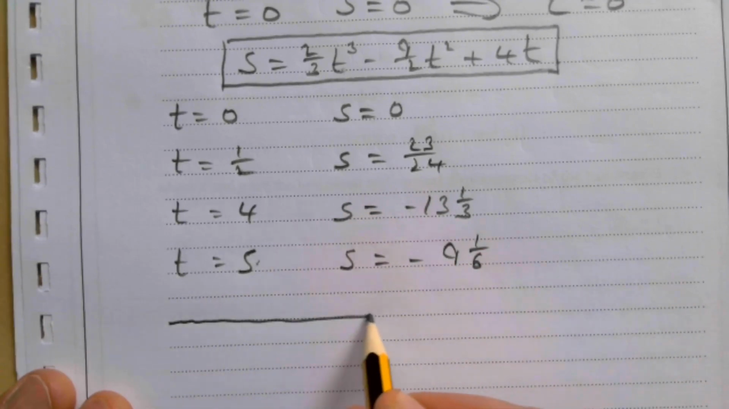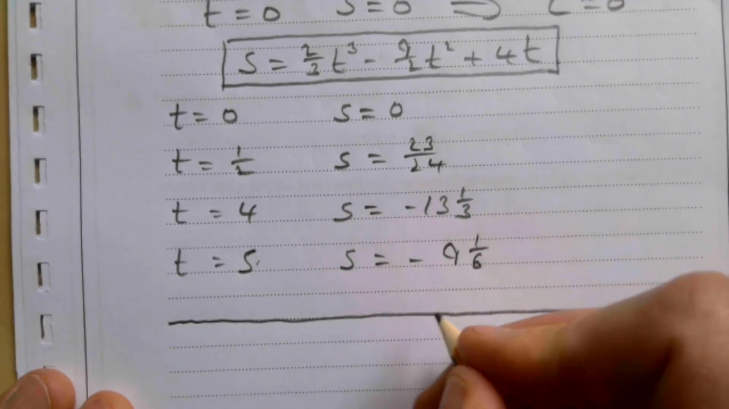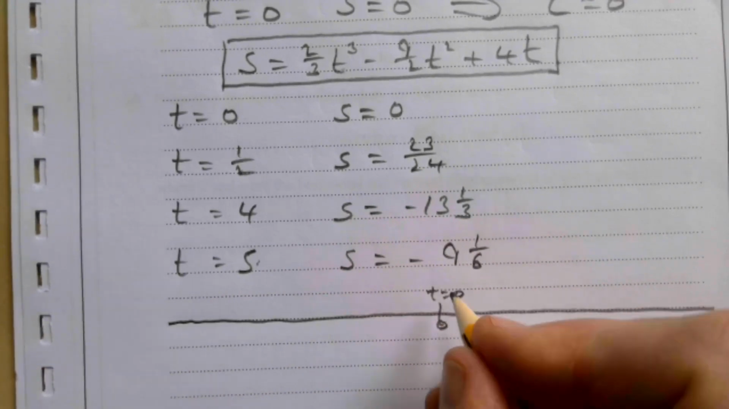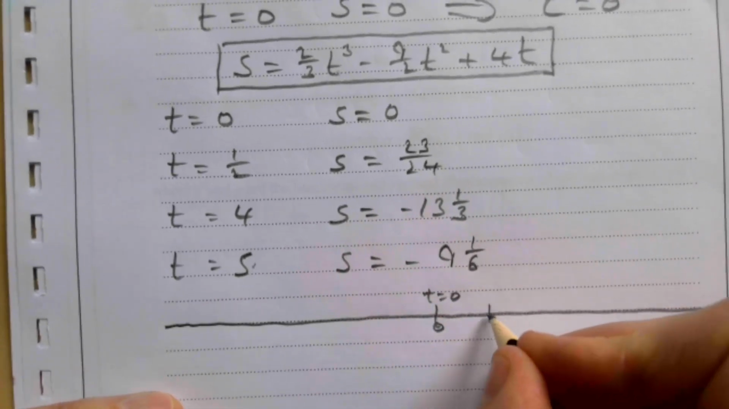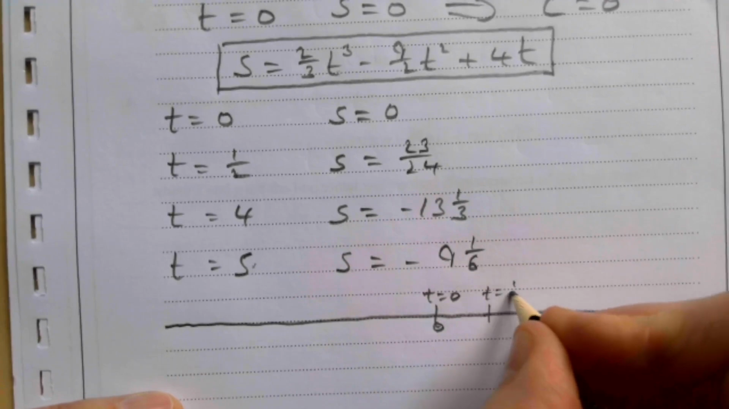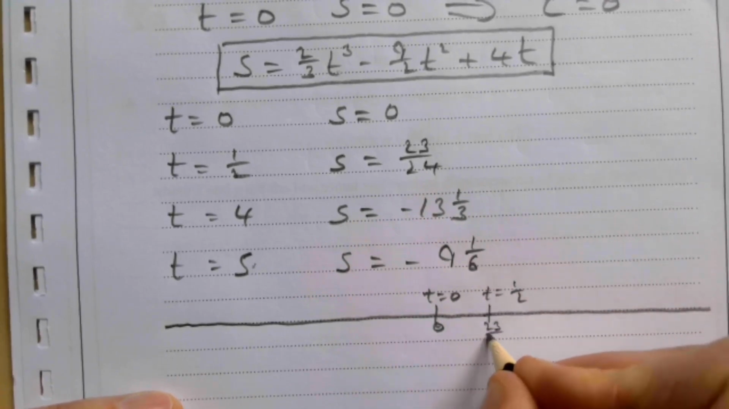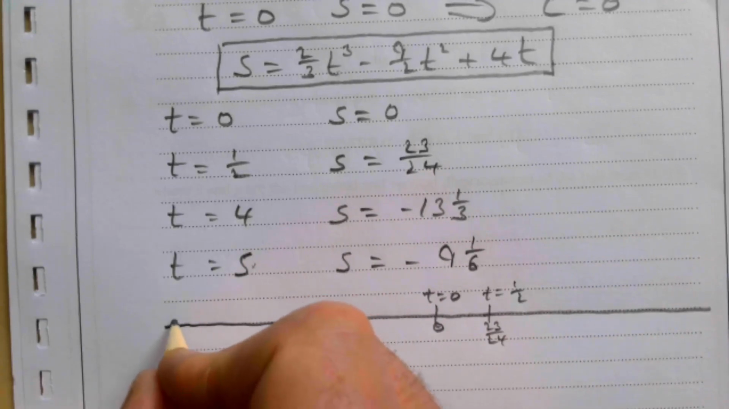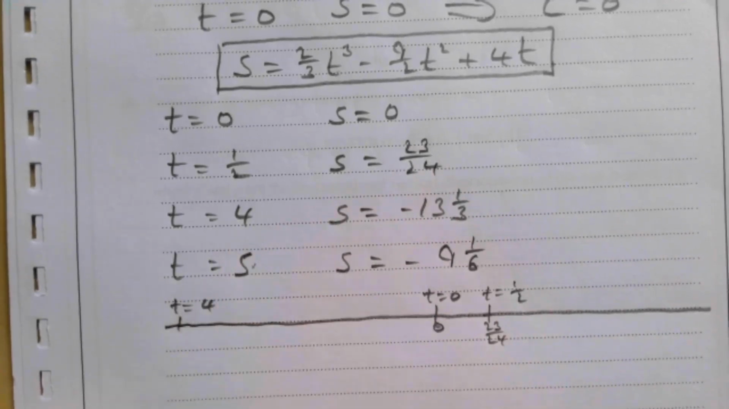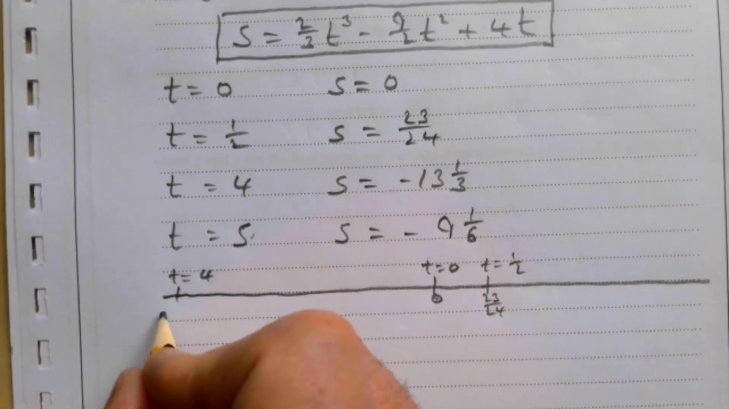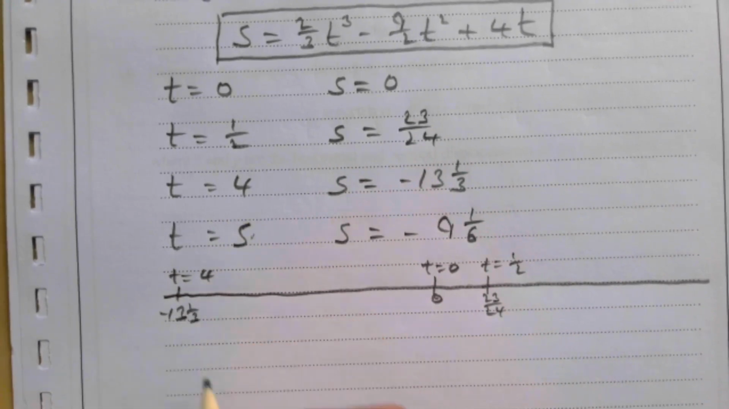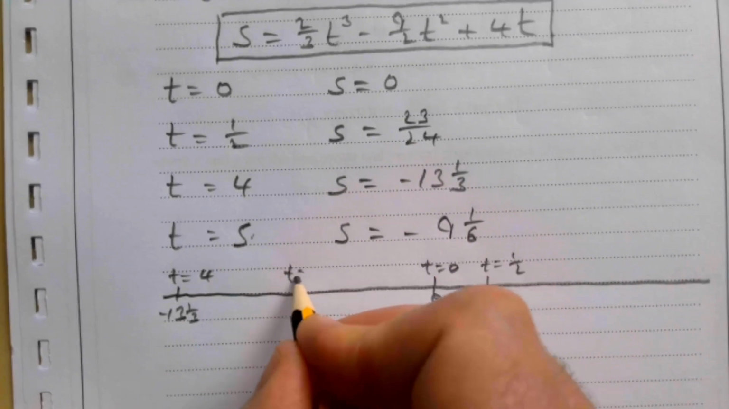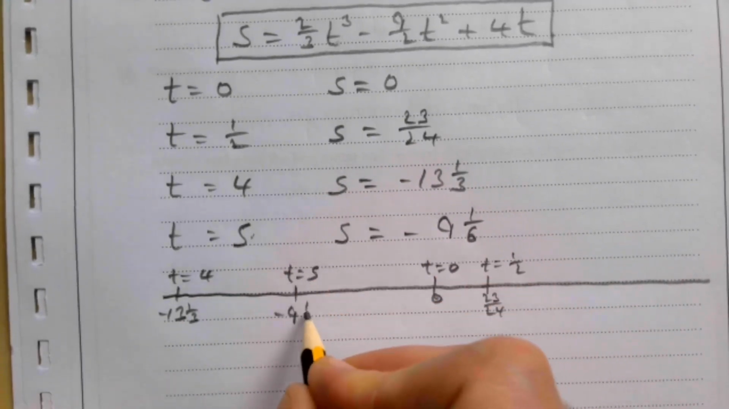So it's all travelling effectively along a wee kind of timeline here, and at time is 0, it's at 0. Whenever time is a half, it's at 23 over 24. That's just shy of the number 1, obviously. Whenever time is 4, it's gone then back to here, so it's minus 13 1/3. And then whenever time is 5, it's at minus 9 and a sixth.